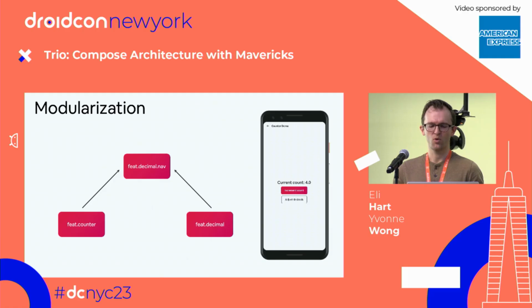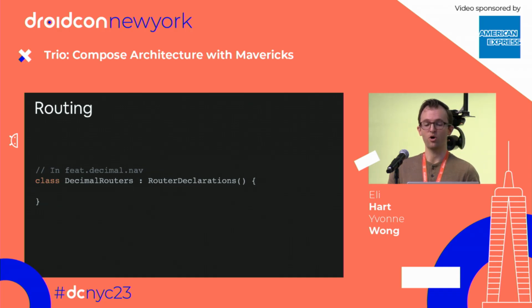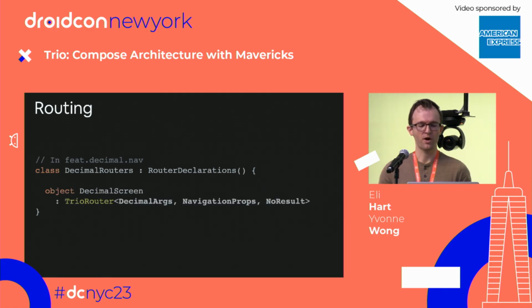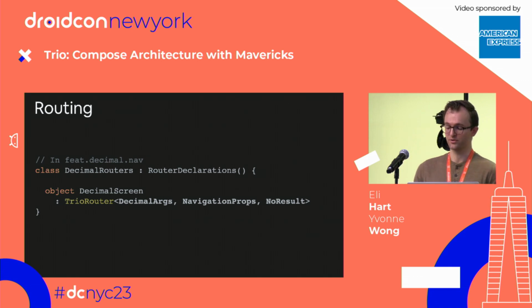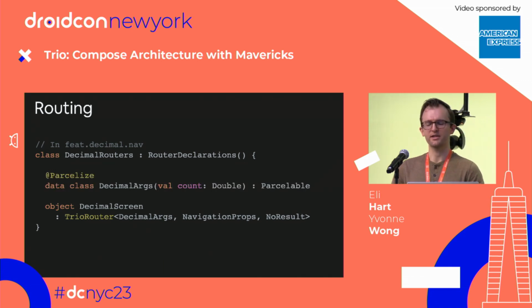In this simple example, we have a counter feature and a decimal feature. Clicking on the Adjust Decimals button opens the decimal screen, so the counter module needs to depend on the decimal navigation module. The navigation module is small. It just contains a Routers class, which will contain a router object corresponding to each Trio in the feature module. A router object is parameterized with the types that define the Trio's public interface: the arguments to instantiate it, the props that it uses for active communication, and, if desired, the result that the Trio returns. Arguments are a data class, often including primitive data indicating starting values for a screen.